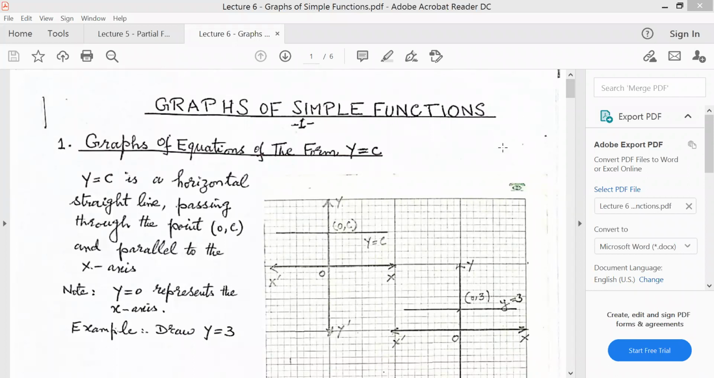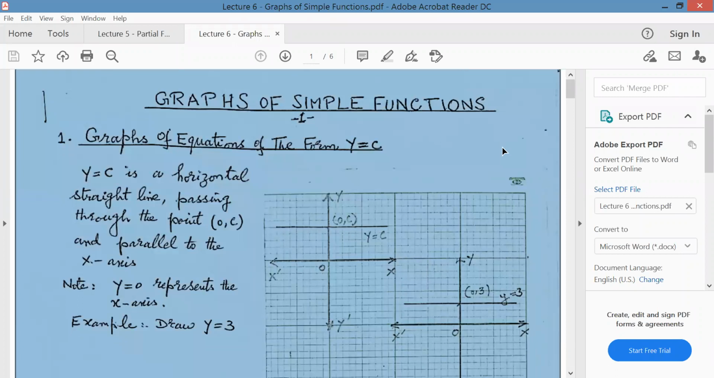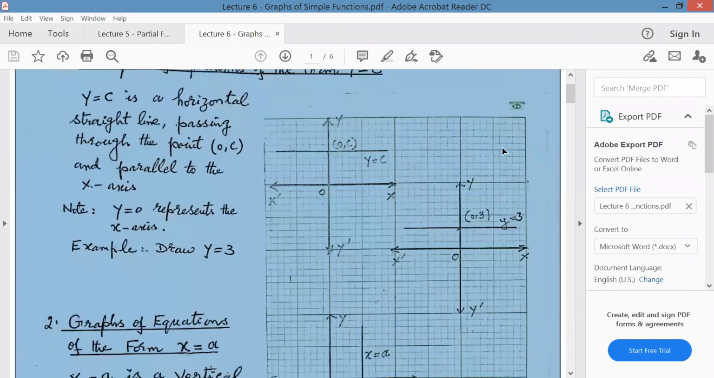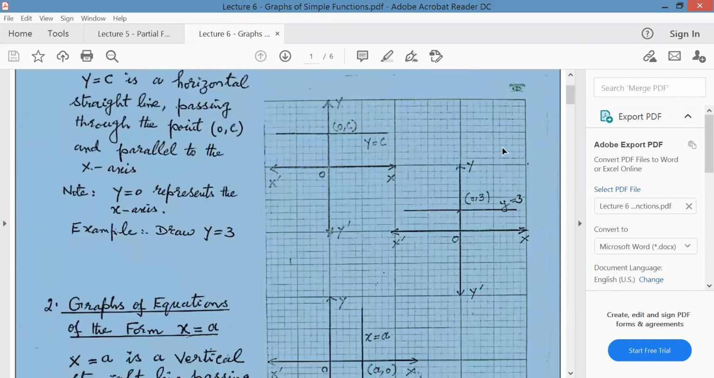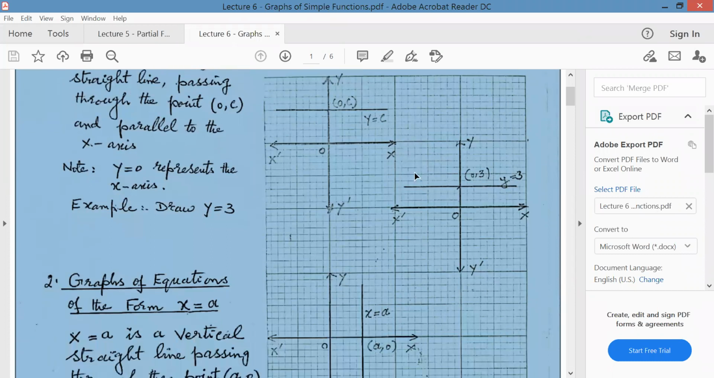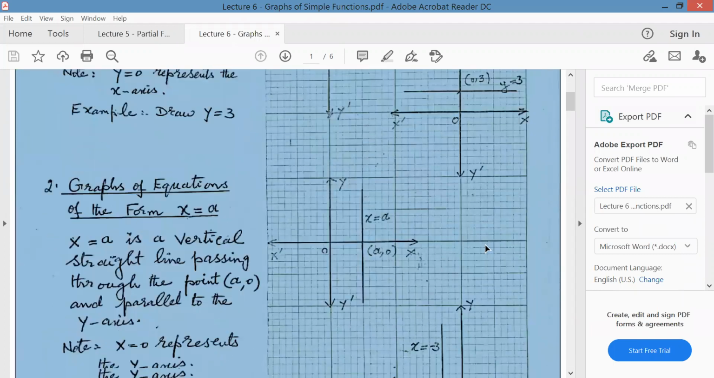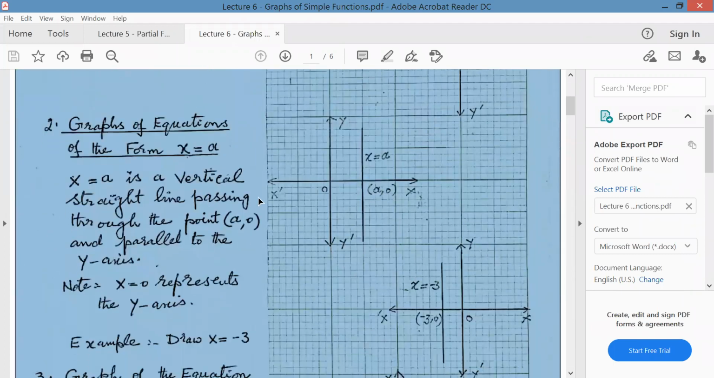So this was the topic, graphs of simple functions. For the constant functions y equal to c, you found that a horizontal line parallel to the x-axis you will find. And y = 0 is the equation of the x-axis, remember. Y equal to 0 is the equation of the x-axis. Similarly, if x is equal to some constant, it will be a line parallel to the y-axis.